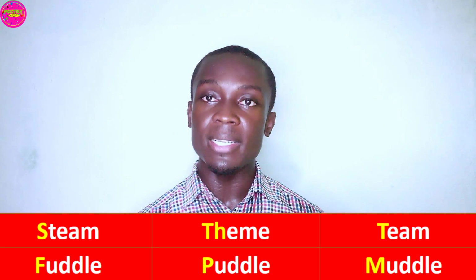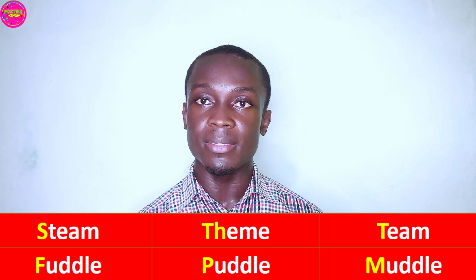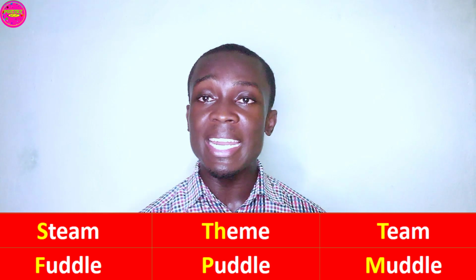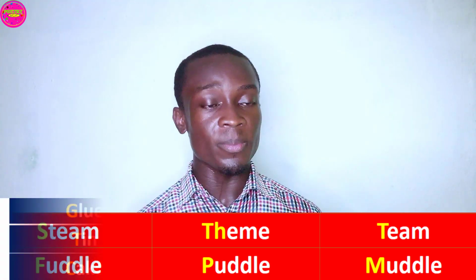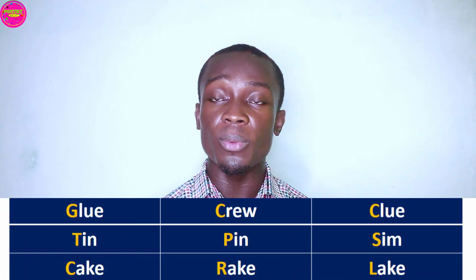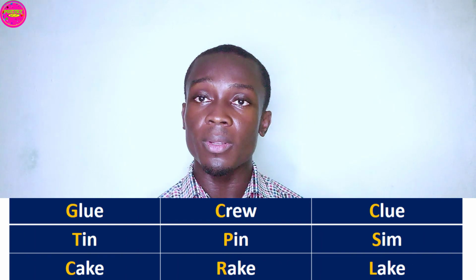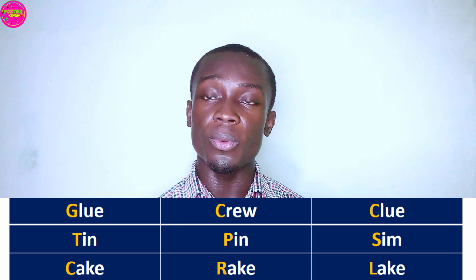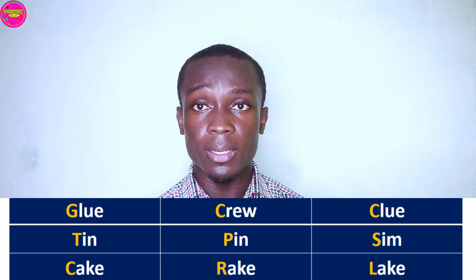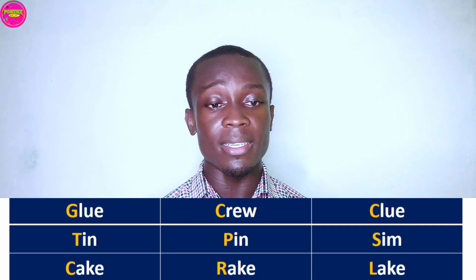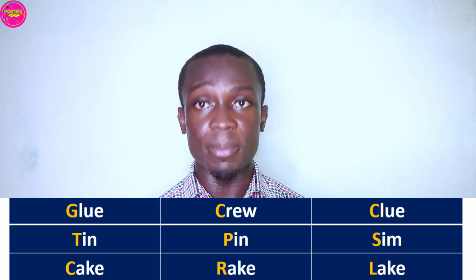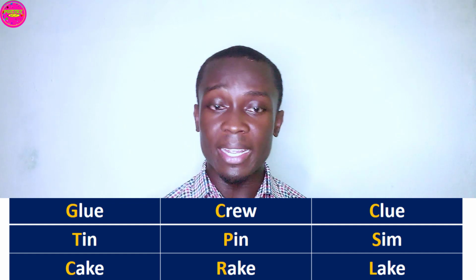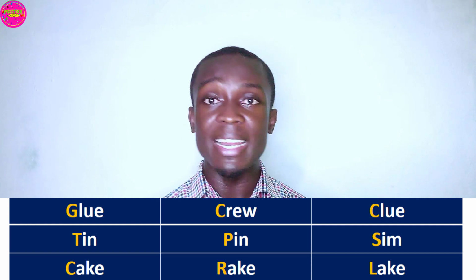Fuddle, paddle, muddle. So the only difference lies in the initial sound. We equally have glue, crew, clue. We have tin, pin, sin, cake, rake, lake.